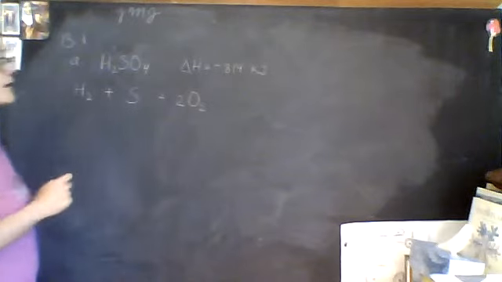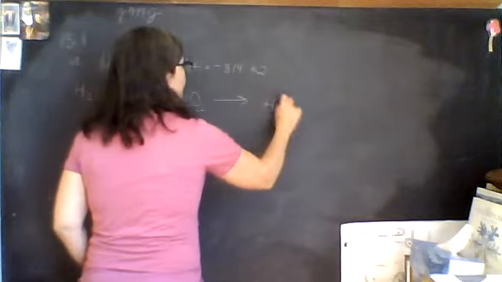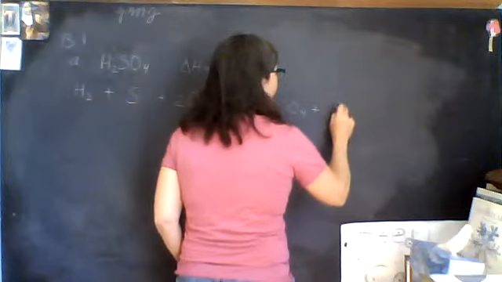Now, because we have a negative enthalpy, it yields H2SO4 plus 814. Since it's exothermic, we think of the delta H, the enthalpy, as a product. So we write that number: yields H2SO4 plus 814 kilojoules.